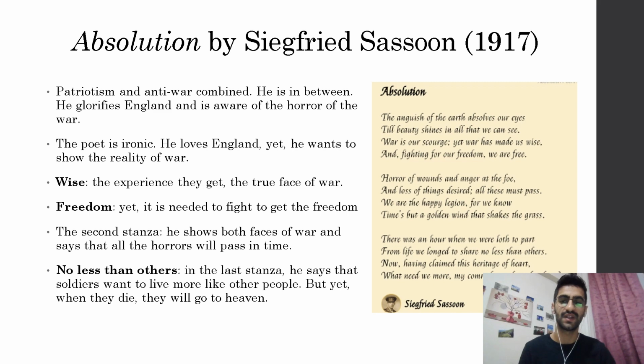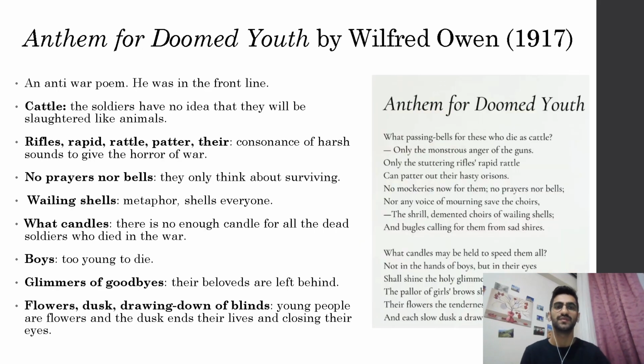Now let's go to the last poem, Anthem for Doomed Youth by Wilfred Owen. It was written in 1917, and here in this poem we can see completely anti-war messages, anti-war ideas. As you can see on the right side, it is just two stanzas. It's again a very short poem.